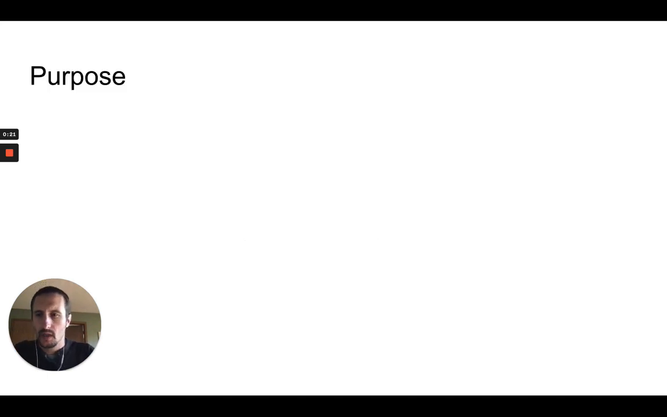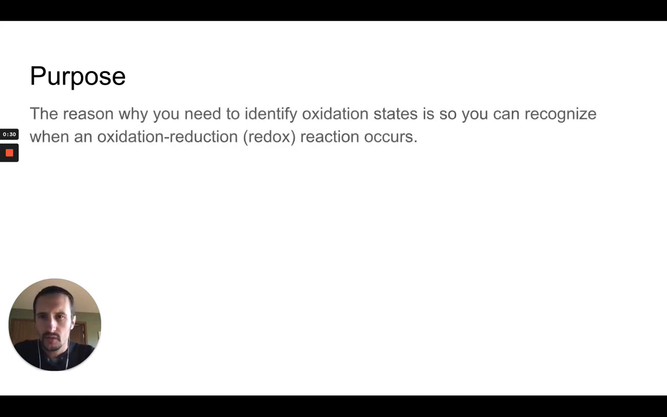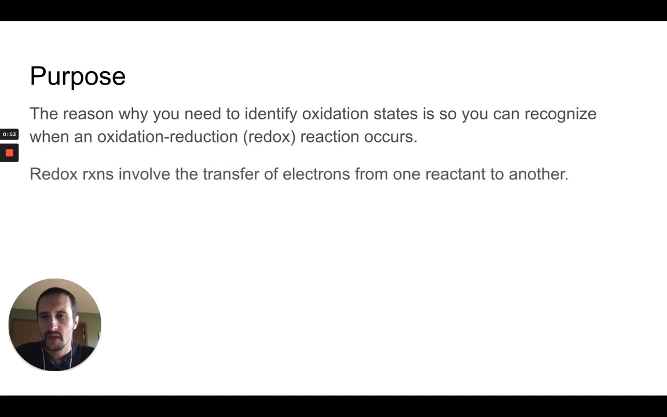Section 4.9, at least the first part, is what we'll be covering. Before we get into this, I do want to talk about why oxidation states are important. You need to be able to identify oxidation states so that you can recognize when oxidation reduction reactions occur. As we talked about, redox reactions are an important category of reactions, and there are several different types, so we want to be able to recognize when that process is happening.